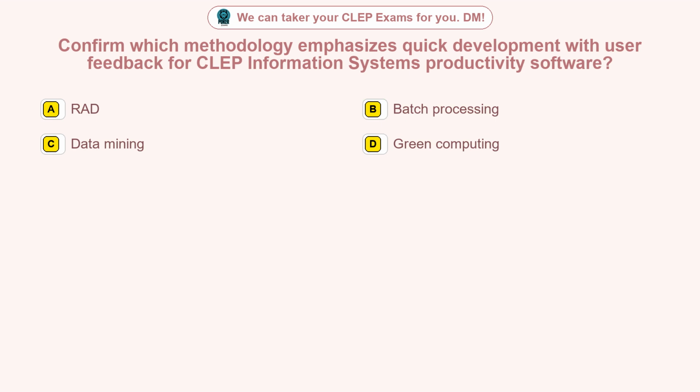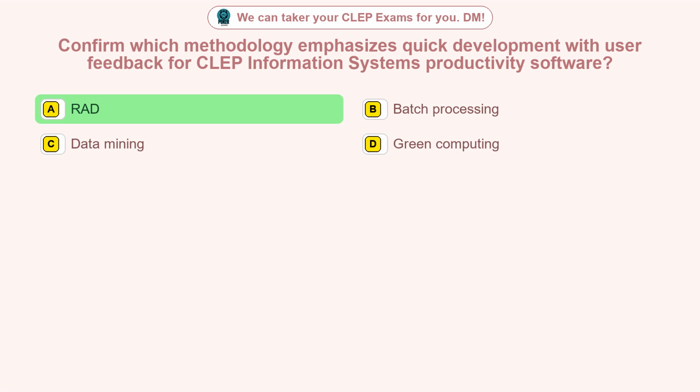Question 69. Confirm which methodology emphasizes quick development with user feedback for CLEP Information Systems productivity software. Option A. RAD. Option B. Batch processing. Option C. Data mining. Option D. Green computing. The correct answer is option A.